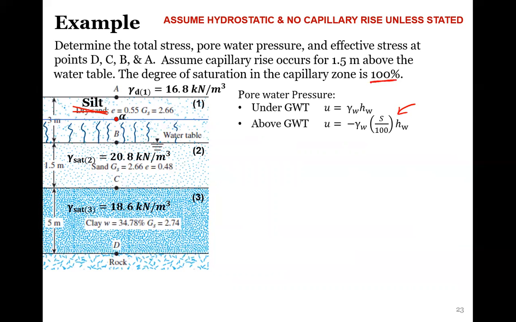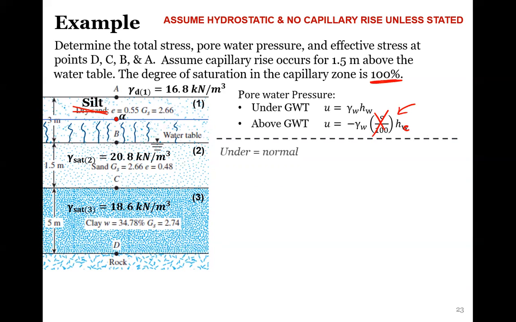So since we're told that this degree of saturation is 100%, then this whole thing actually cancels out and it's just negative, right? Because 100 over 100, it's just negative gamma times the height of water, or the height of the capillary rise. So sometimes that's HC, height of capillary rise.